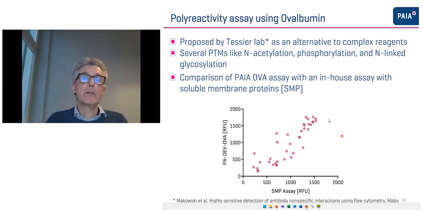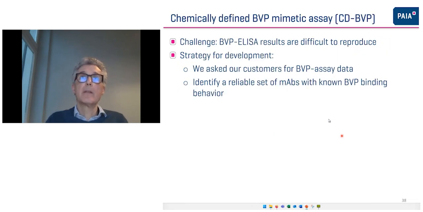So, pretty convincing results. And the other polyreactivity assay that we have in our portfolio is this already mentioned chemically defined BVP mimetic assay. The starting point of this assay development were really discussions with our customers who asked us whether we have something in our portfolio to replace the traditional BVP assays, because it's really challenging to get good results with this assay.